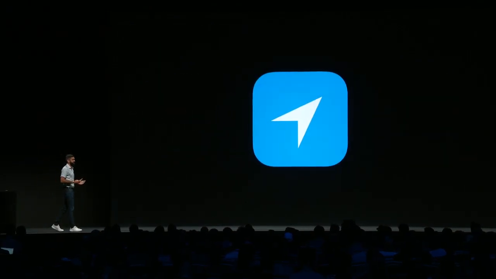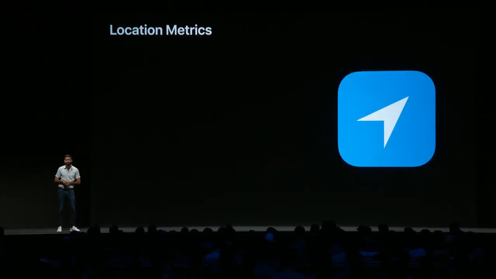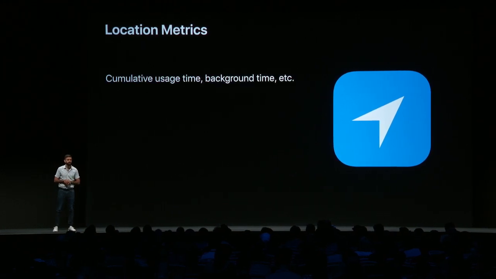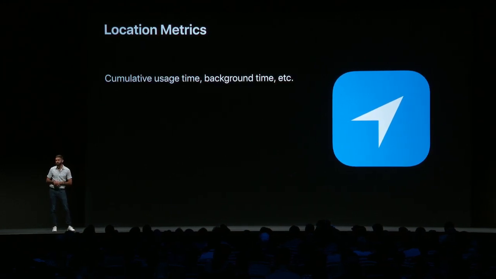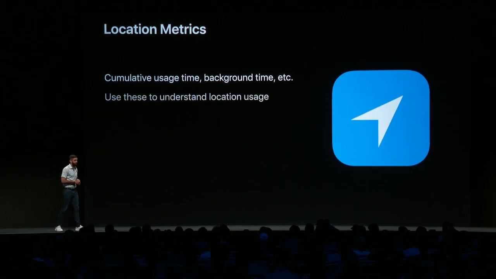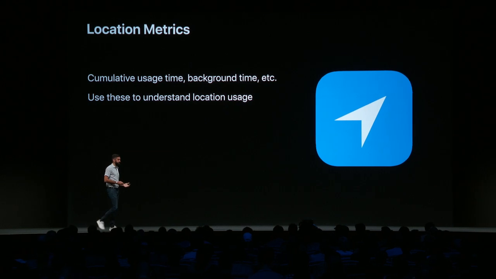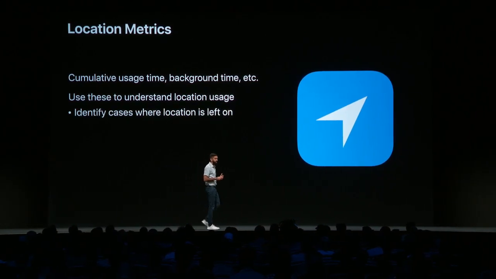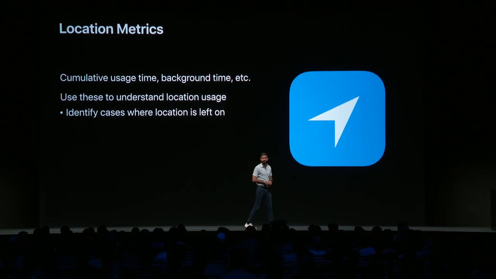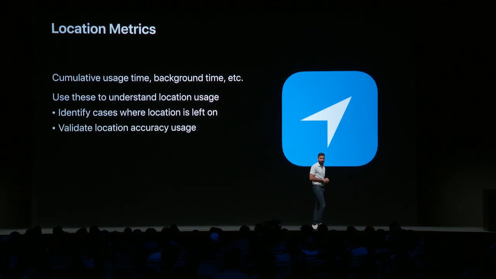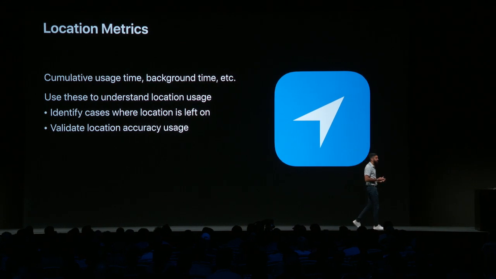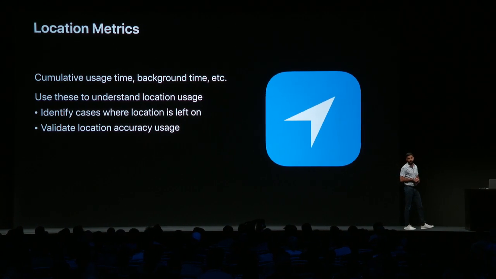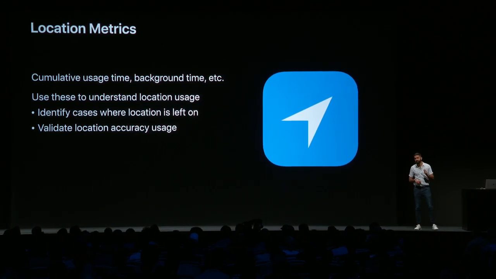Next up, we have the location metrics. And these are going to be metrics that are going to help you understand and quantify your location usage, such as your cumulative usage at different accuracy buckets and your background location usage. Use these metrics to understand your location usage, because it's a common pitfall when it comes to battery life. For example, you might find cases where you leave location running and you don't expect it to be running. Or you may use an accuracy bucket that's too powerful for the use case that you've implemented location for. So these metrics are going to help you understand and optimize those scenarios.